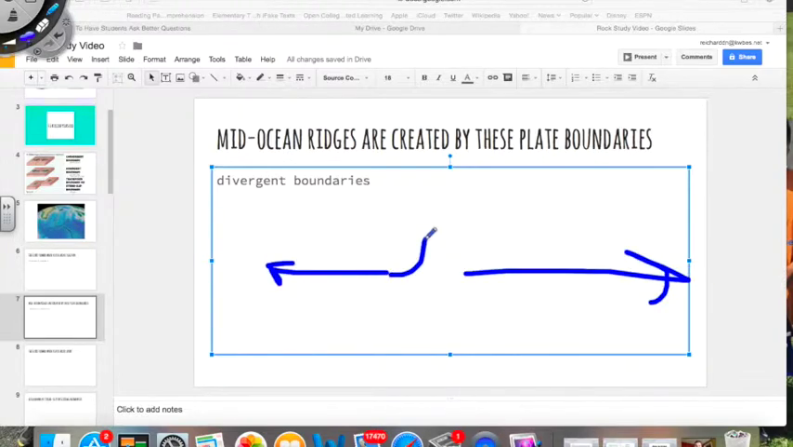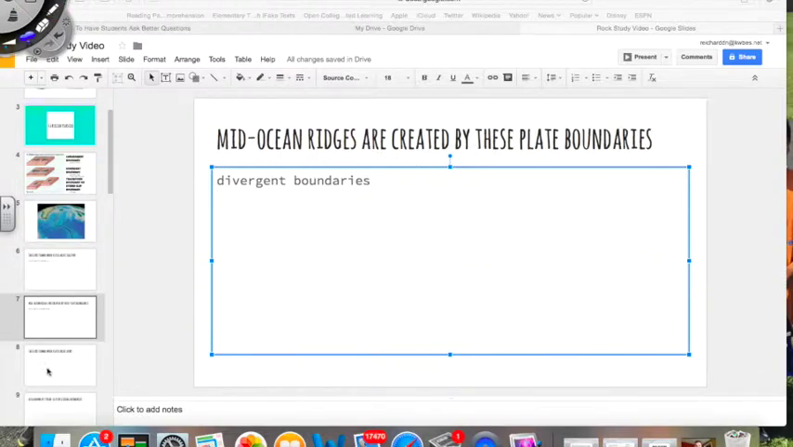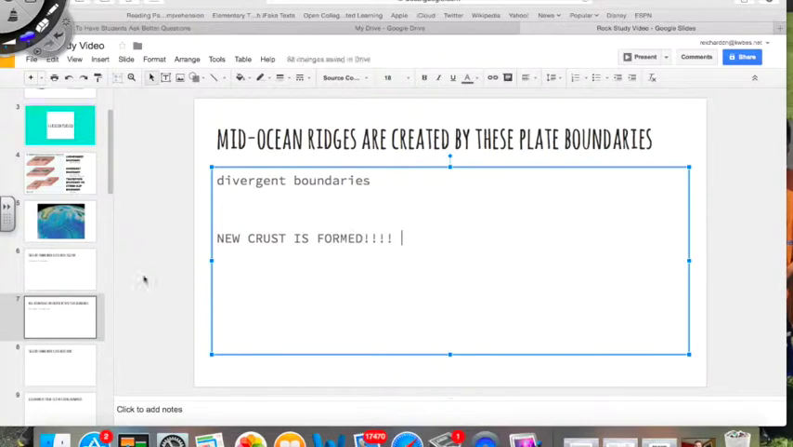And what happens here? Well, a little bit comes up. And remember the graham cracker? You guys were all like, whoa, whenever the icing kind of stuck up like that. And that is where new crust is formed. So I cannot say that enough. New crust is formed right here.